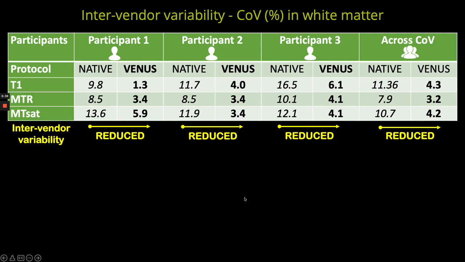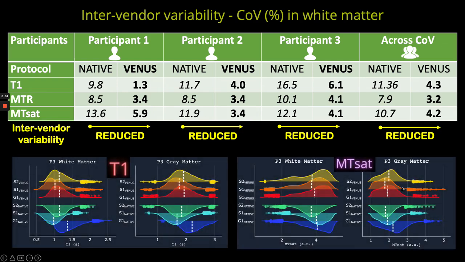When we look at the coefficient of variation in white matter, the same trend holds true for each participant and across participants. Inter-vendor variability is reduced for each quantitative MRI map. But coefficient of variation doesn't tell much about the nature and the scale of these differences, which is another key take-home of this work. We can use software at multiple levels to reduce variability, but we need to apply informative statistical analysis to explore these effects throughout the relevant range of our biomarkers and on their original scale of measurement.